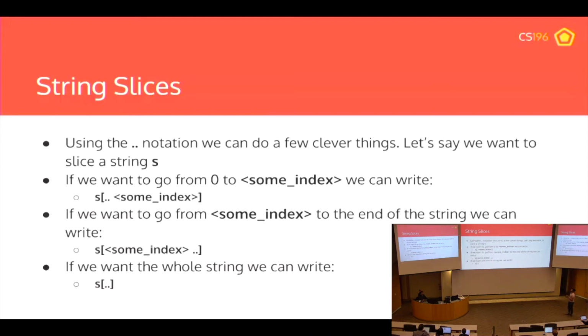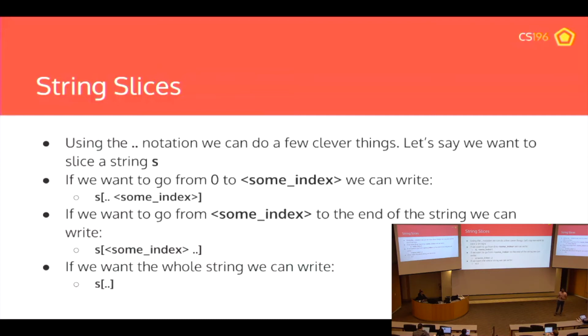So using slice notation we can do a few clever things. And let's say we want to slice a string s. So we have the string s, and let's slice it up in a bunch of weird ways. So let's say we want to go from 0 to the 5th index. We can just do s and then the index. If we don't say anything at the start, Rust knows we want 0 automatically. And this is just a quick way of doing that.